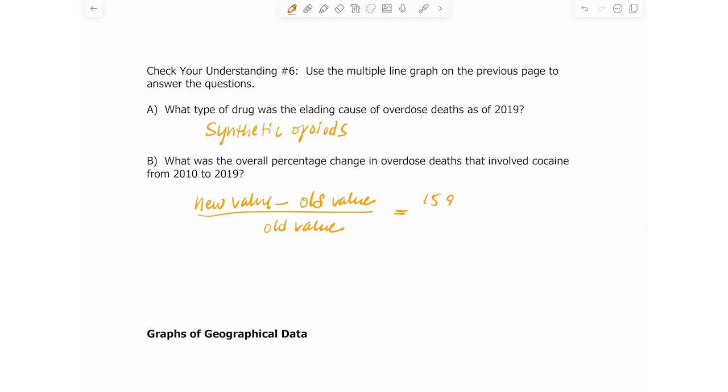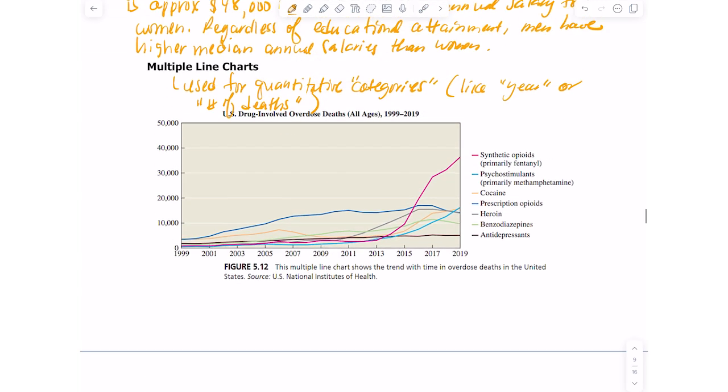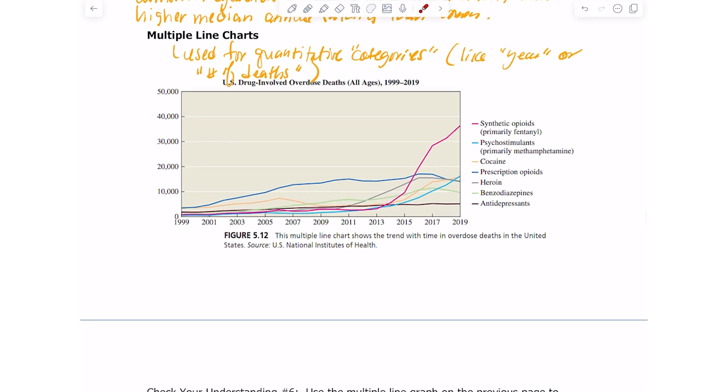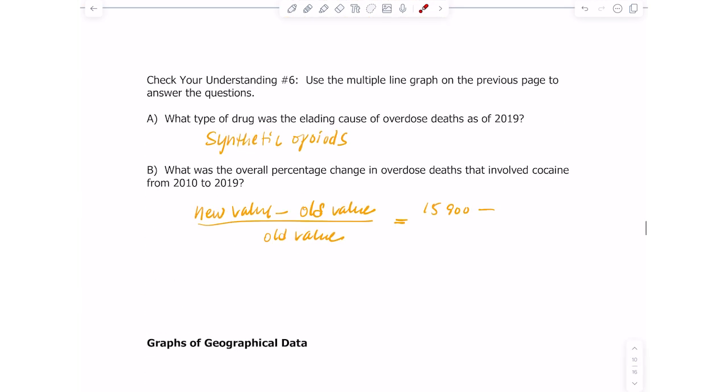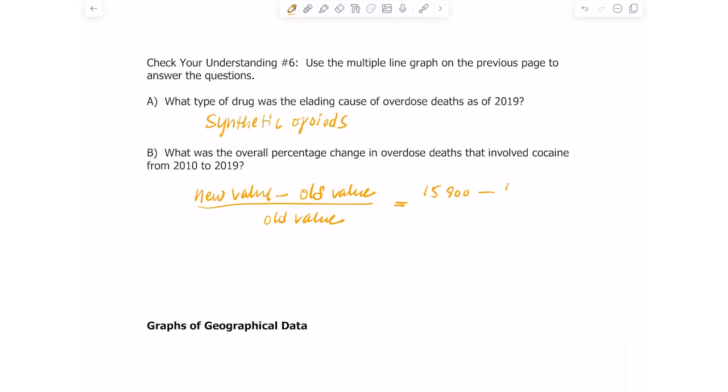And then you can look at the old value, so that would be in 2010. And again, we're looking at cocaine, which is the orange line. So the exact value is about 4,200. Now, if you're looking at the line graph, you can't tell that exactly. These would be rough approximations. Like, you could even say 16,000 minus 4,000. It would give you an approximate percent change. But I know from looking it up that it was 4,200.